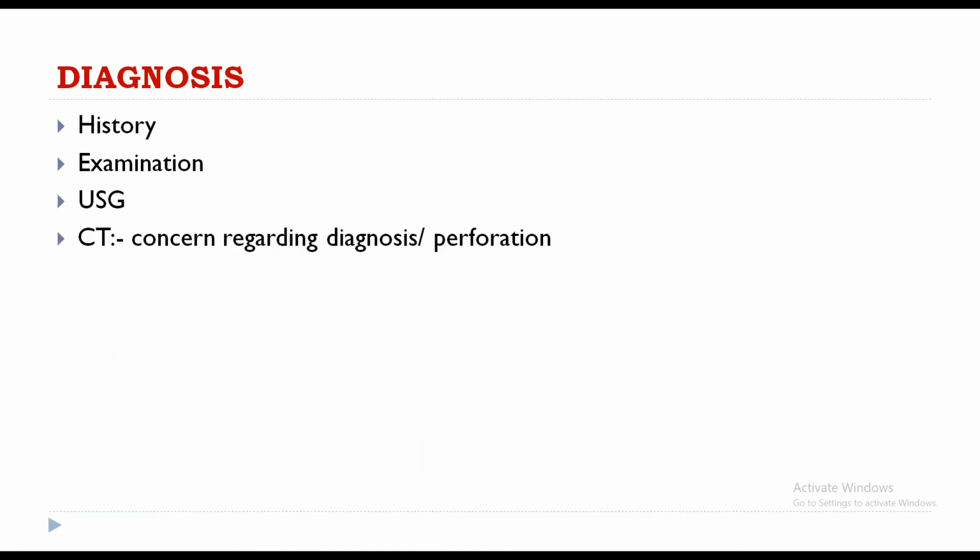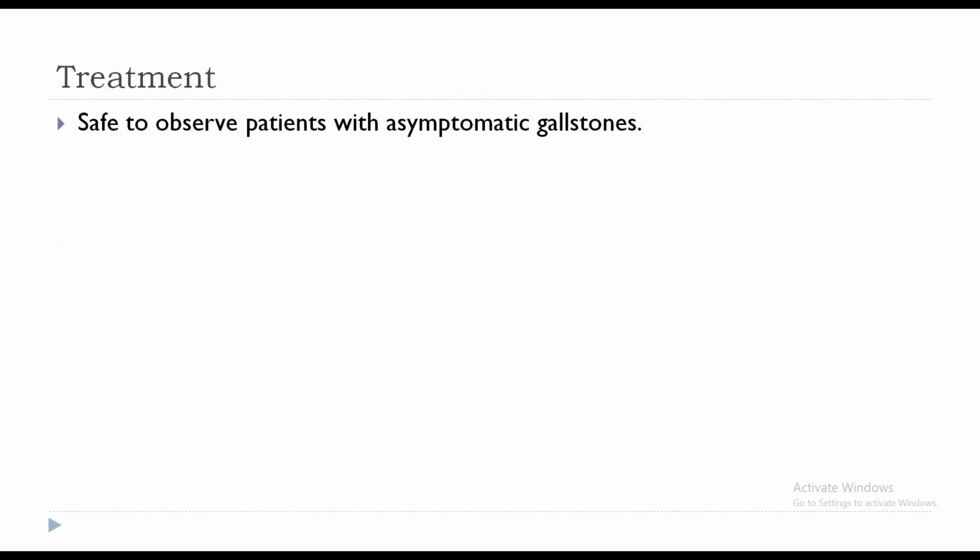Now, diagnosis, you know that history is most important, and on examination, Murphy sign, you can see. Ultrasonography is the first test. CT scan when there is concern regarding diagnosis or there is perforation. MRCP can be done when there is jaundice. Radionuclide scan can only be done in acute cholecystitis.